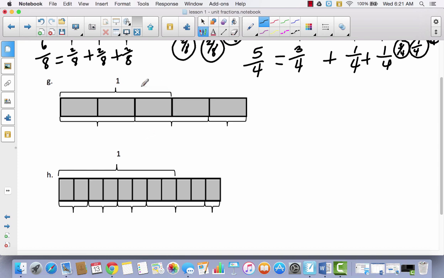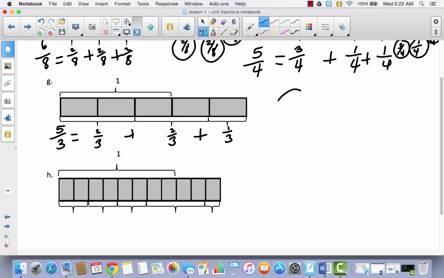All right, so when I look at my whole, the whole has been divided into three parts. So that means each of these represents a third. If I have two of them together, that would be 2/3. And then this would be 2/3, and then this would be 1/3. So all together I have 5/3. So I have 5/3 is equal to 2/3 plus 2/3 plus 1/3.